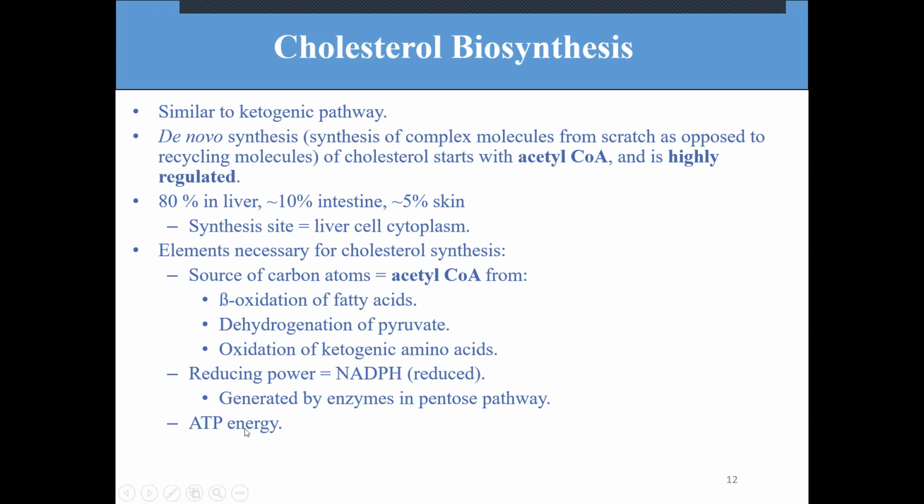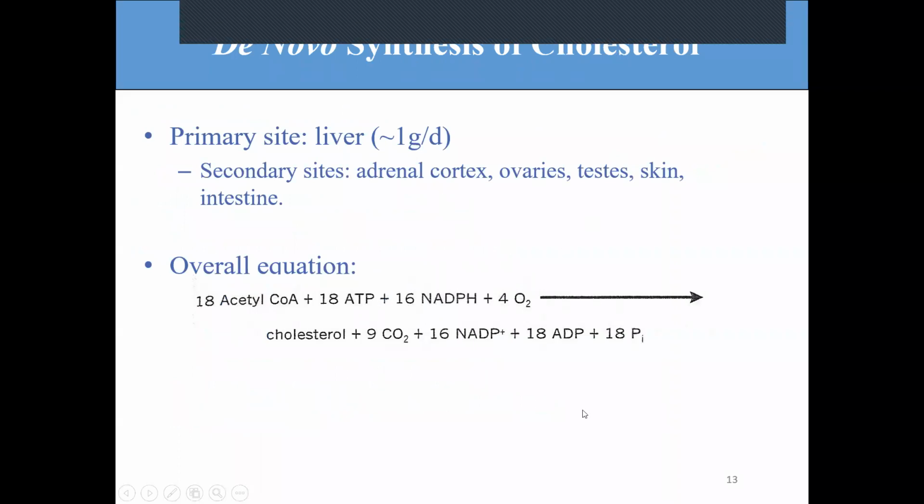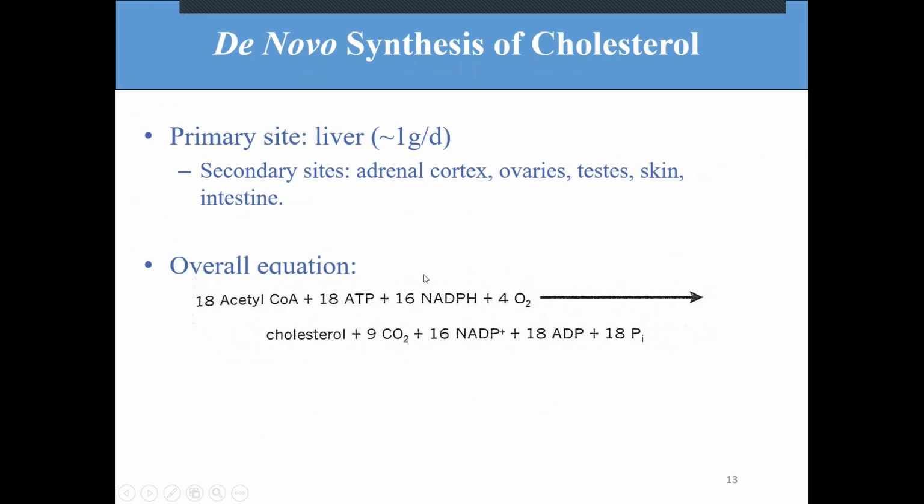Okay, so where does cholesterol synthesis happen? It mostly happens in the liver. So that's where all of this fancy taking of acetyl-CoA, taking of NADPH and energy and combining them into cholesterol will happen. But it can happen elsewhere, such as the intestine, the skin, and it can also happen in the adrenal gland. Okay? Now, like we mentioned, it mostly happens in the liver. And this is the overall equation. You're going to need your acetyl-CoA, you're going to need your energy, you need your NADPH, and oxygen.